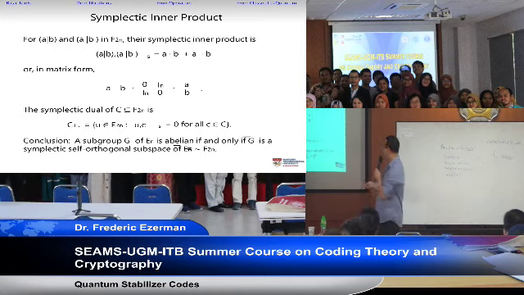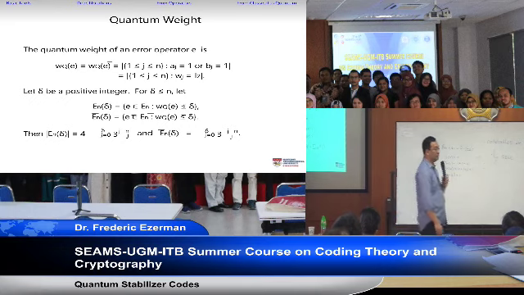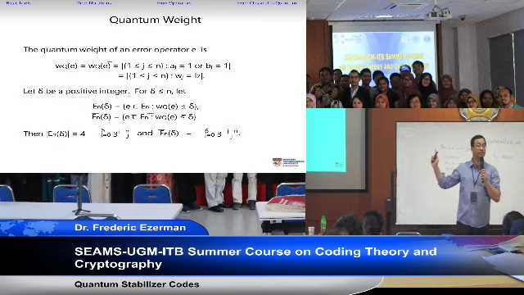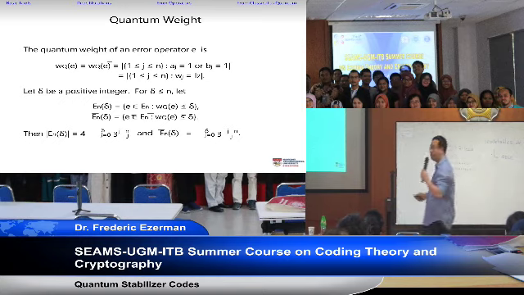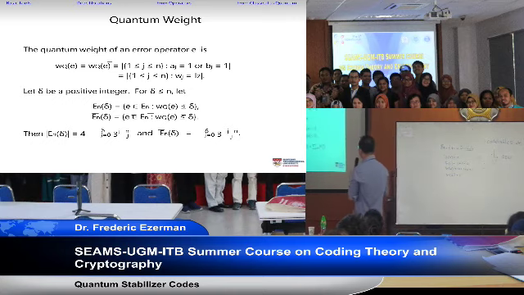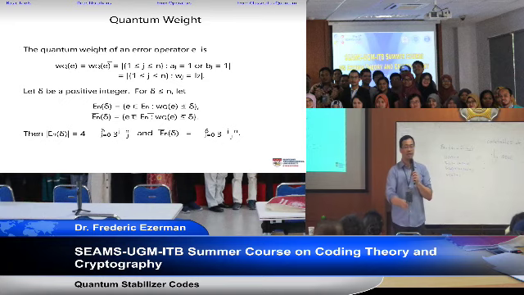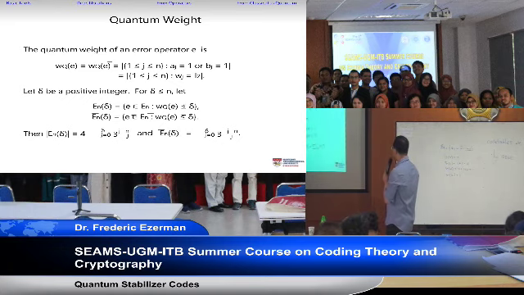Okay? So, here. Now what about the weight? Quantum weight, right? There's one component so far that I haven't discussed, which is the distance, and this is where it comes. Okay? It's a quantum weight. Quantum weight is basically the number of positions where something other than the identity happened. Something other than the identity operator happened. That's what this formal expression means.